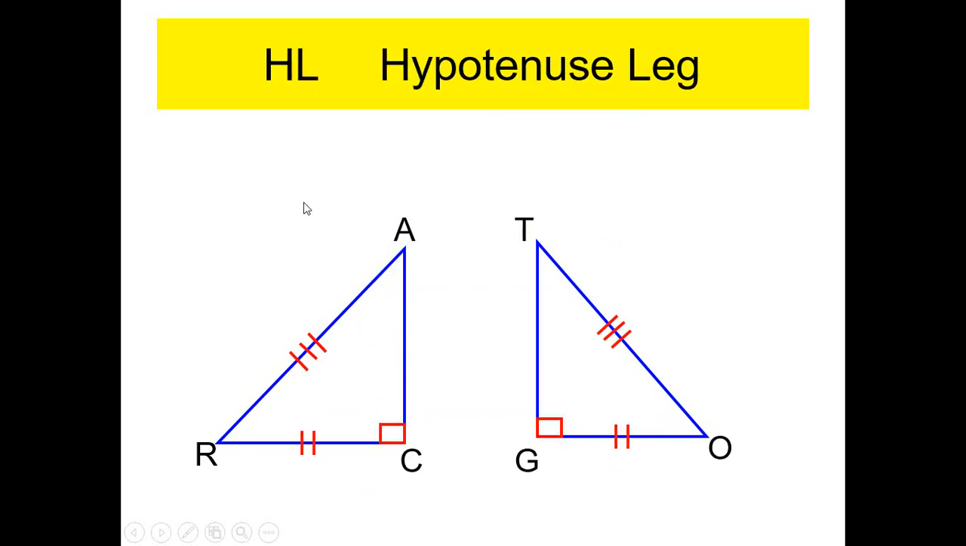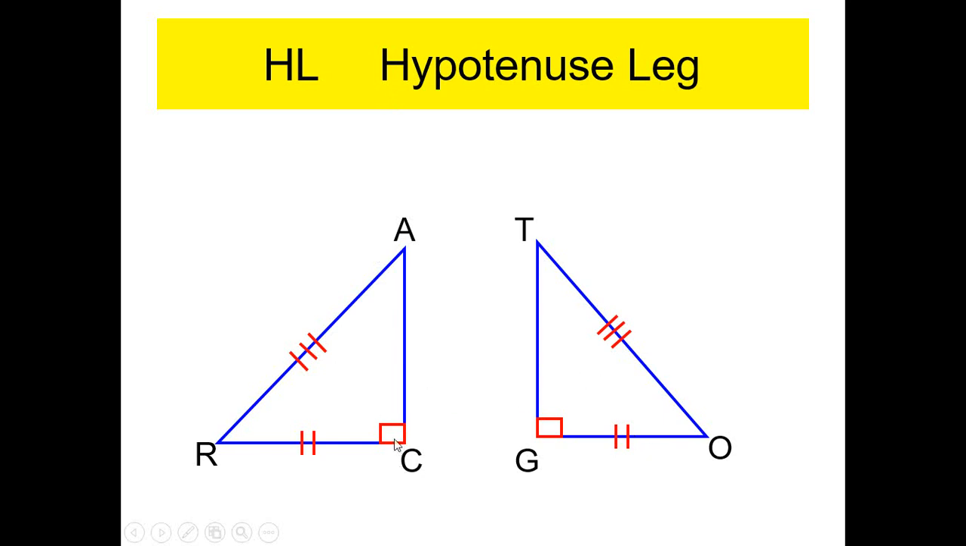Now, hypotenuse leg is only used when you have a right angle. Okay? If you have a right angle, then you have a hypotenuse. This is the hypotenuse, the diagonal side, or better to say, the side opposite of the right angle. So that's the hypotenuse. And then both of these guys over here are called legs, right? You got two legs and the hypotenuse. Okay? So if the hypotenuse is marked on both sides, and then the leg is marked, then by hypotenuse leg, these two right triangles are congruent, okay?